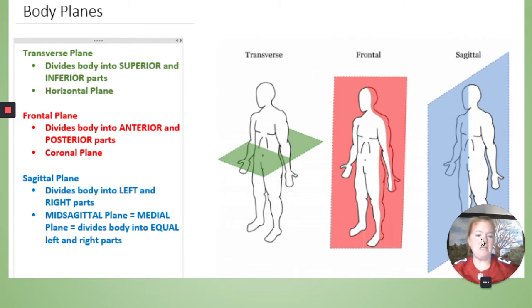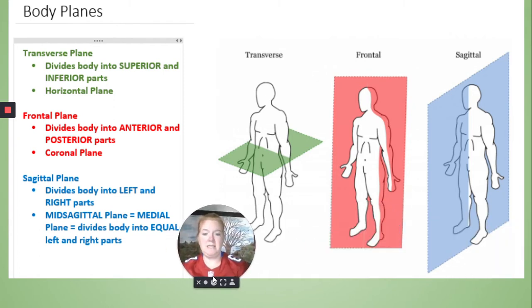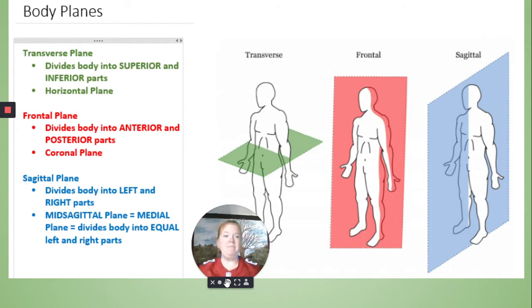And then the third one here is the sagittal plane. Okay. The sagittal plane is going to cut the body this way, and it does not have to be directly in the middle. It could be to the side. I'm just going to cut the body into a left and right half.